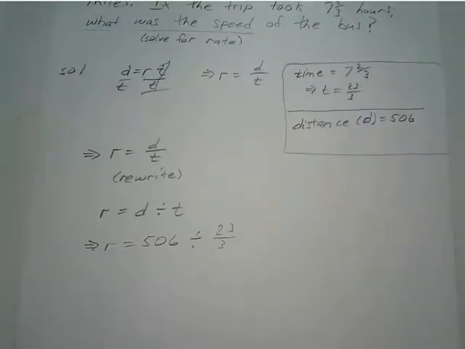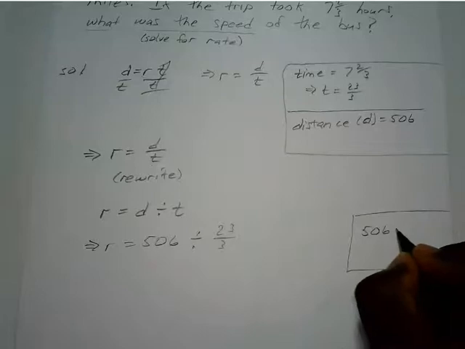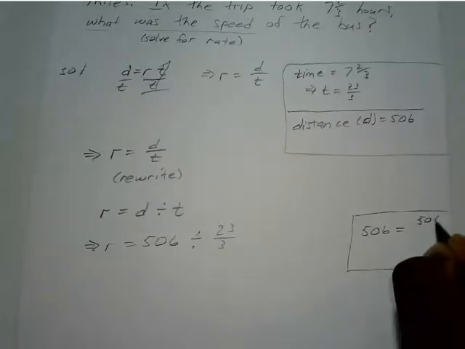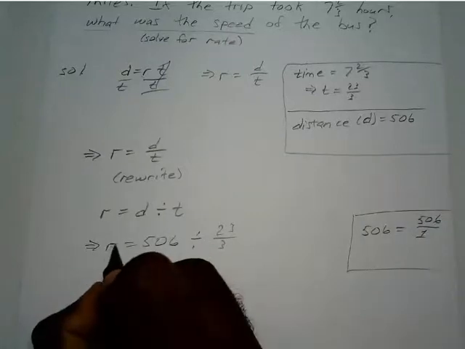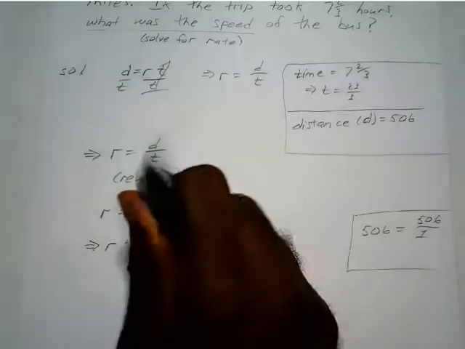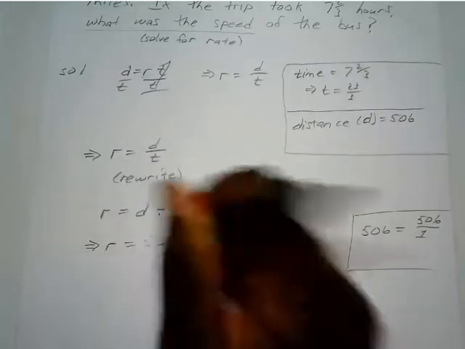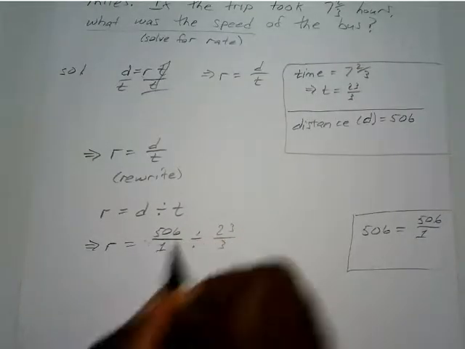Okay, now this is where we have to go back and remember our rules for dividing fractions. To do that, you remember that 506 is the same as 506 divided by 1. So instead of 506, we're going to replace that with 506 over 1. So we have 506 over 1.